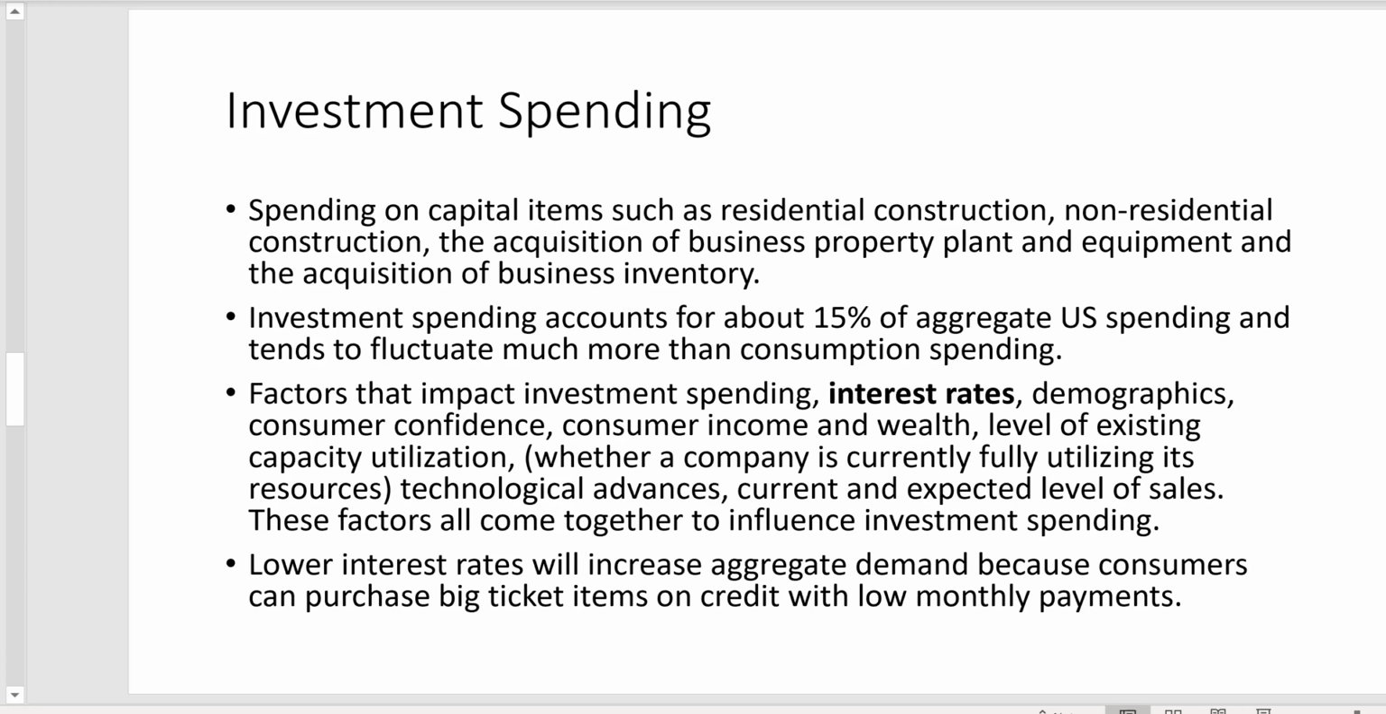So investment spending accounts for about 15% of aggregate U.S. spending, and if you remember, consumer spending is about 70% and doesn't fluctuate that much. And that's a good thing. That's what keeps our economy going, even during some hard times, is that consumer spending accounts for so much of the spending. Whereas in tough economic times, it's the businesses that slow down, and they slow down first.